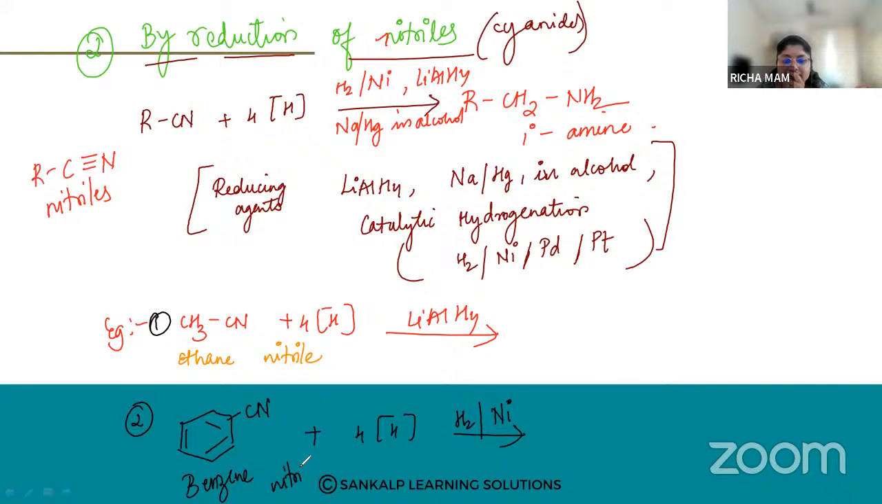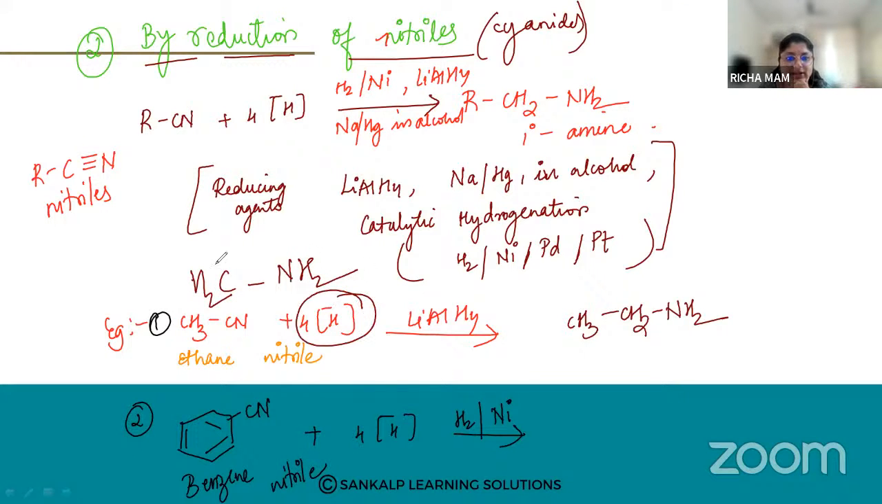Can you tell me the answer for the first one, students? What will happen? CH3CN will be converted to CH3CH2NH2, so you're going to get ethanamine. C triple bond N is there, so you have to break the two bonds, and you are adding four hydrogens across this triple bond.